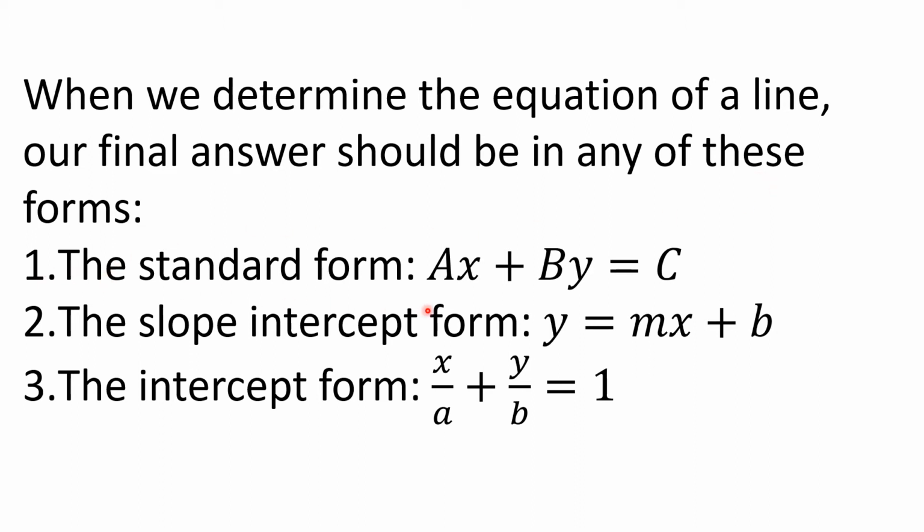So we have here the standard form. The standard form looks like ax plus by equals c. Then the slope-intercept form, we have y equals mx plus b. It is called the slope-intercept form since the given slope, beside the variable x, is our slope, m. And the given y-intercept is b. And we have also the intercept form, x over a plus y over b equals 1. The a is the x-intercept, and the b is our y-intercept.